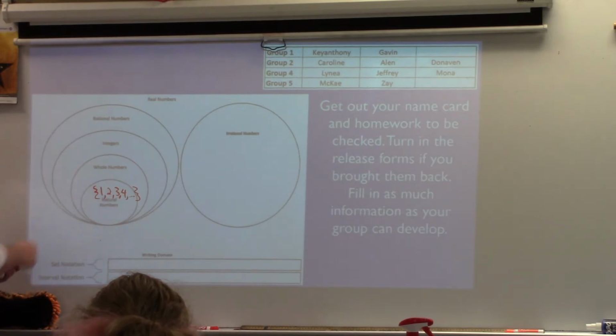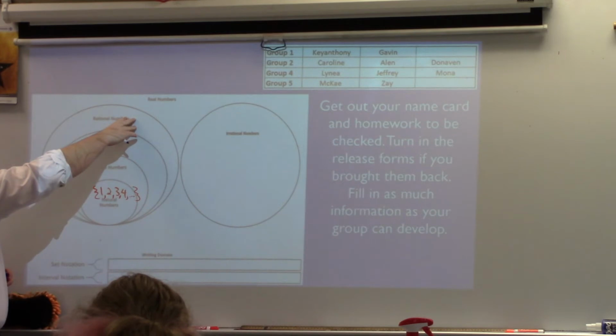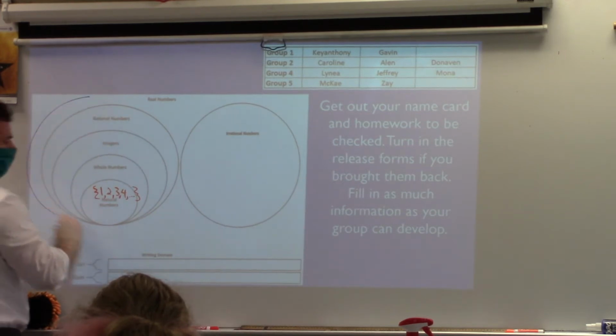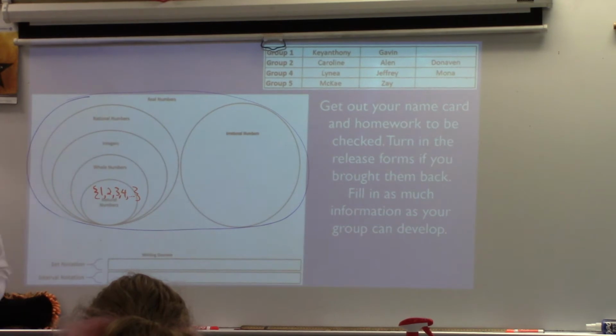The whole numbers, what do we know about those? One thing I want to point out is all of these numbers, you see how real numbers is up here at the top? Everything here is a real number. Everything that is within this is the real numbers. But the real numbers include a lot more than just the natural or just the whole.